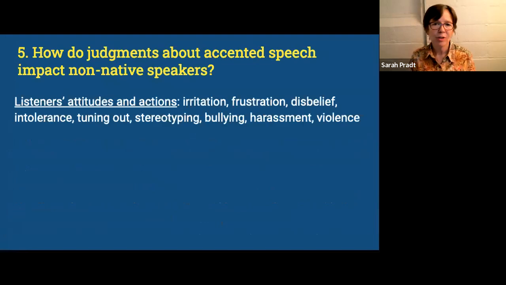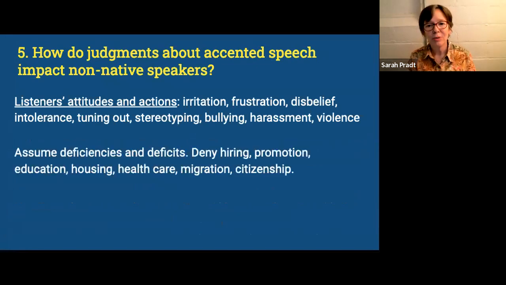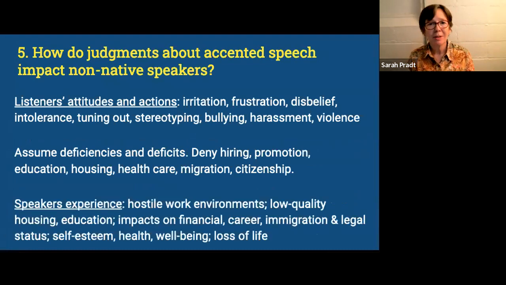Those attitudes, ranging from irritation to frustration, disbelief, all the way to violence, have really serious impacts. The impacts felt by speakers are hostile work environments, low quality housing, education, impacts on their finances, their career, immigration, legal status, self-esteem, health, well-being, and in the most drastic examples, loss of life.